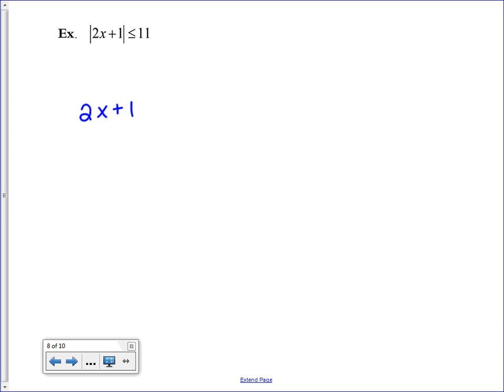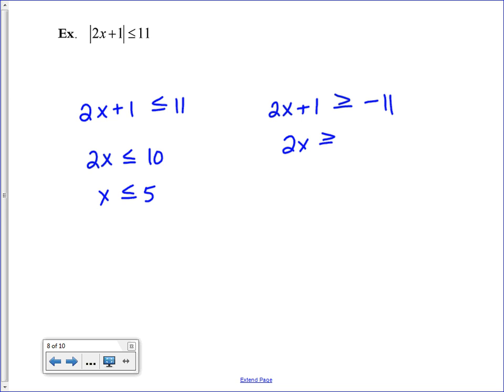Just to work out a slightly longer one, keep one of the inequalities exactly the same. The other one, remember to change the sign and the sign of the number. Solve the inequality. On one side, we got x is less than or equal to 5. On the other side, we got x is greater than or equal to -6.